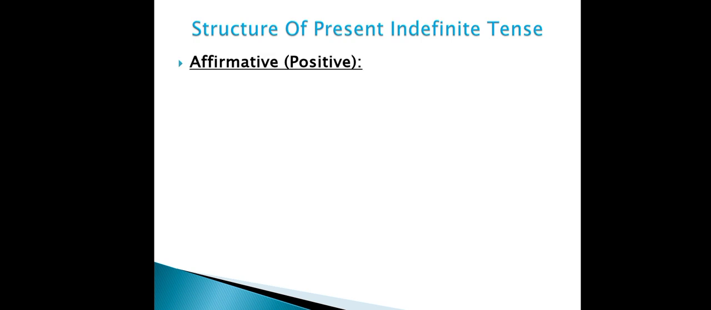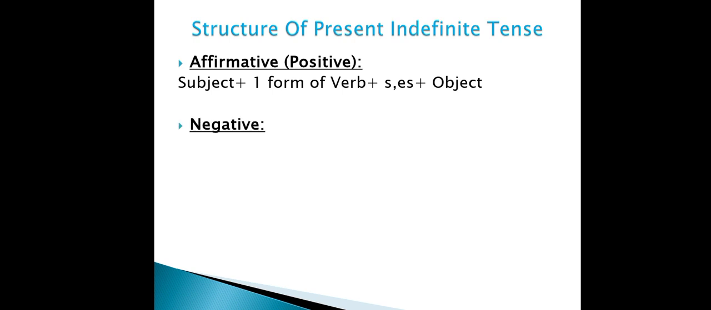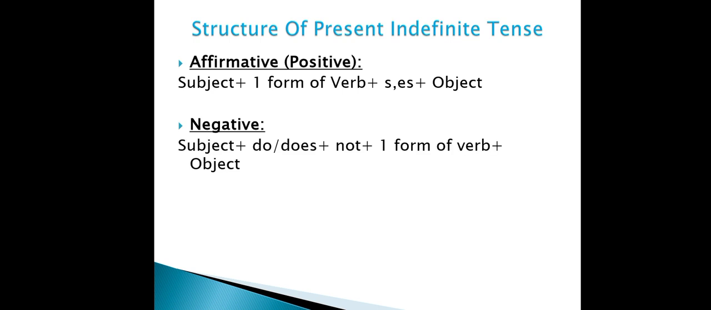Structure of present indefinite tense. How can we make present indefinite tense? When we talk about affirmative or positive sentences, we have to use subject plus first form of verb, and we have to add s or es, and the object. When we have to make a negative sentence in present indefinite tense, then the subject will come and after that do or does will have to be added and then not. Subject plus do or does, then not, plus first form of verb and object.